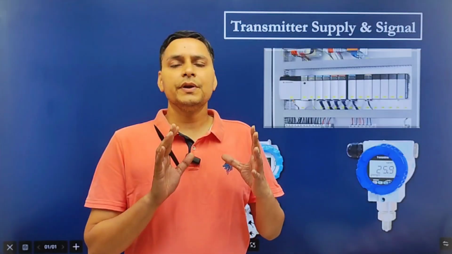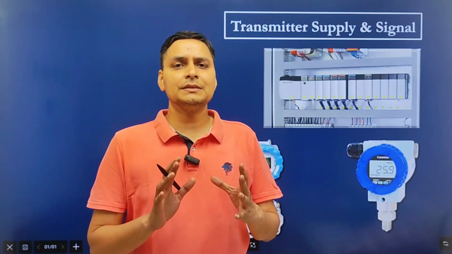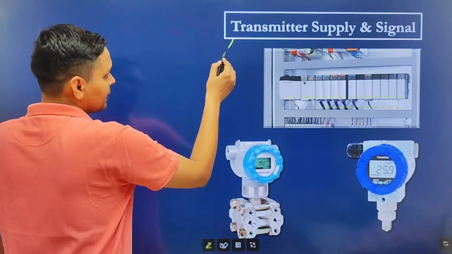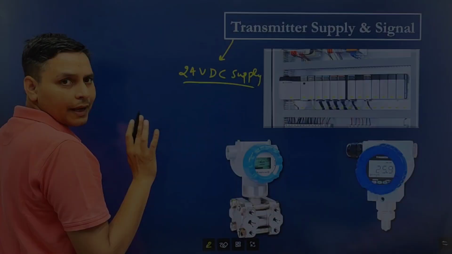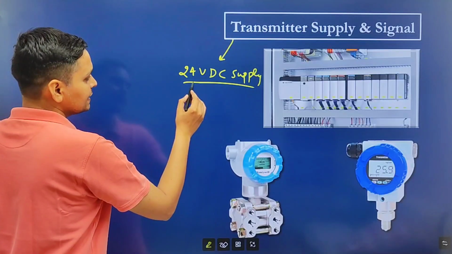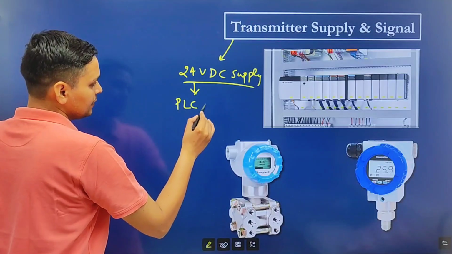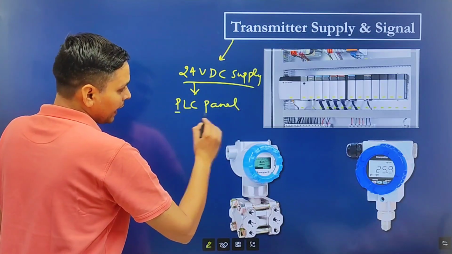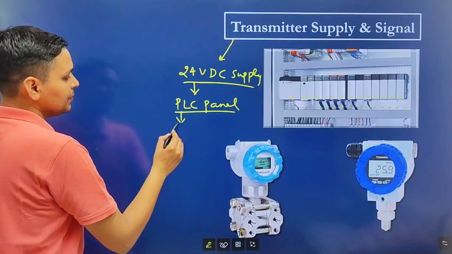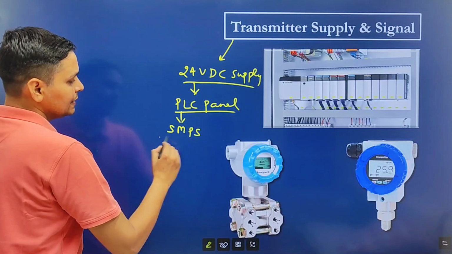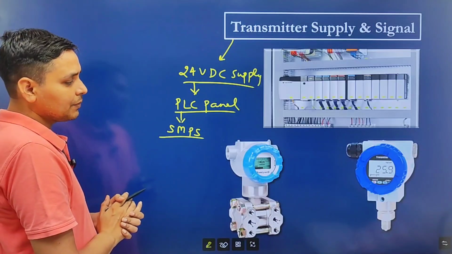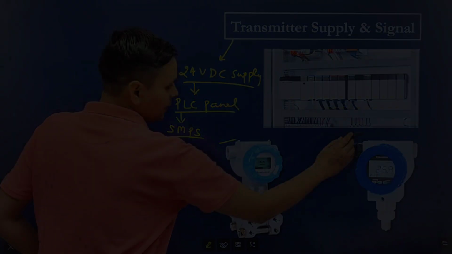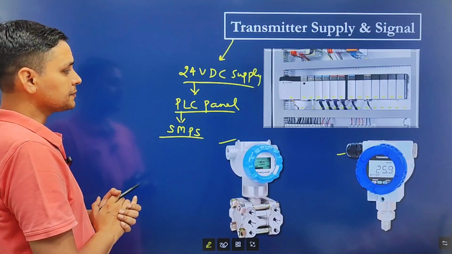Let's begin. Friends, first we will discuss transmitter supply and signal. Transmitter supply is 24 volt DC supply, and this 24 volt DC supply comes from the PLC panel, and in the PLC panel we use SMPS for 24 volt DC supply. So by using 24 volt DC supply, transmitters are on and they start working.